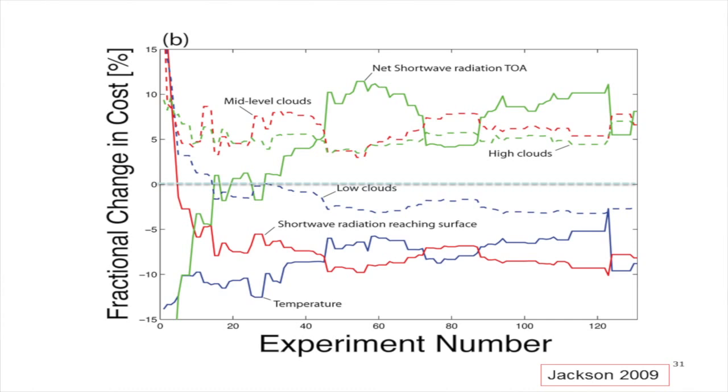So it starts out in a bad part of parameter space, and this dashed blue line is for low clouds, and it's saying that the change in cost keeps getting better and better for low clouds. Same with shortwave radiation reaching the surface. Temperature actually started fairly negative here, and then jumped around and found something worse, but then eventually got better. But one of the things to note is that while it was getting low clouds better and better, high clouds and net shortwave radiation at the top of the atmosphere got worse and worse with the number of experiments.